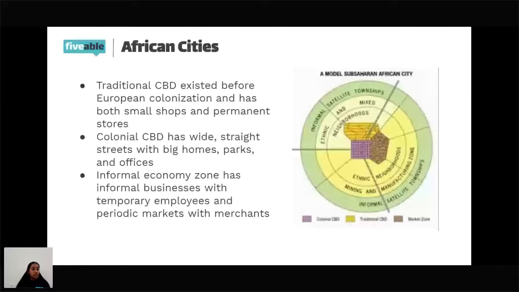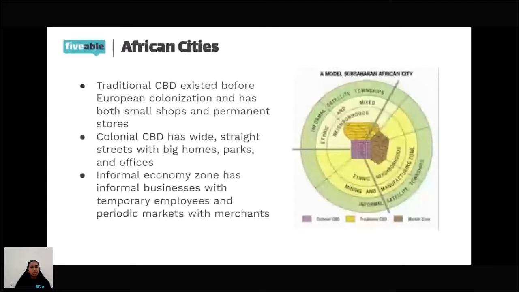And the colonial CBD is the exact opposite. It has these huge, straight avenues with big homes and parks and offices. And this is because these European countries came and settled into Africa, and they divided it up into pieces, and they established their own architecture and systems. So that's why it's a lot nicer in the colonial part of the CBD.